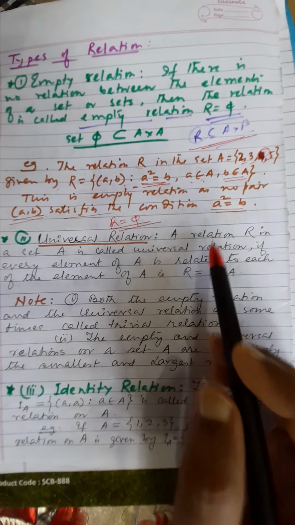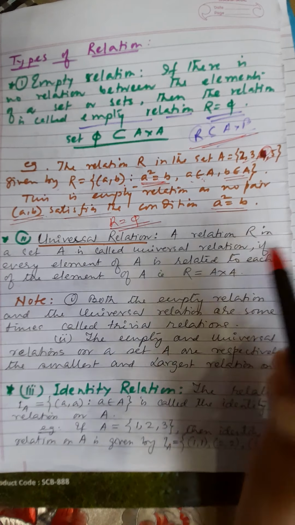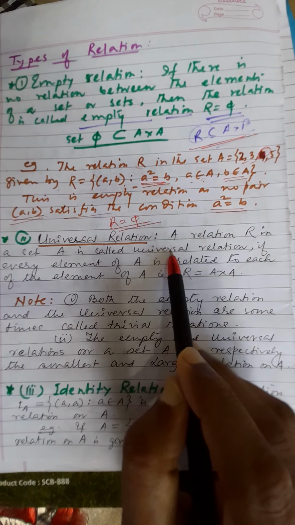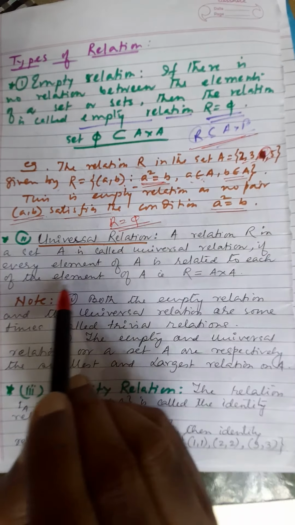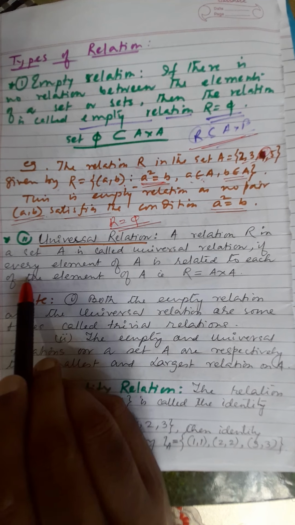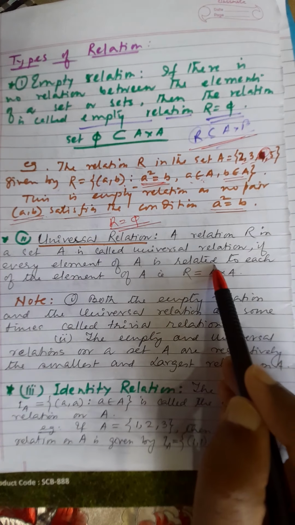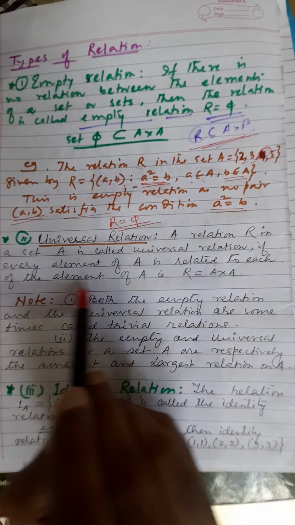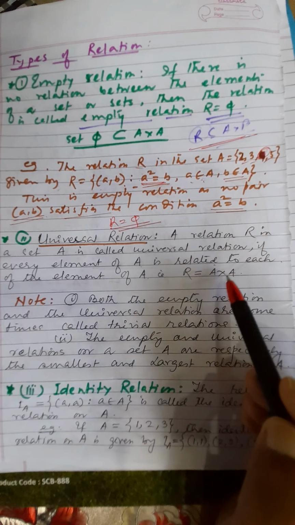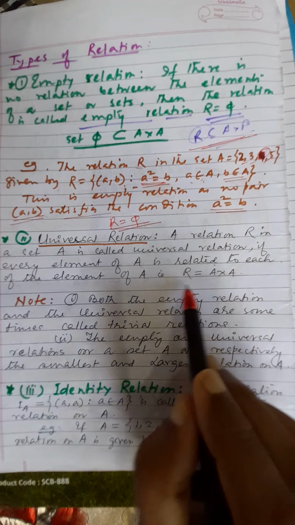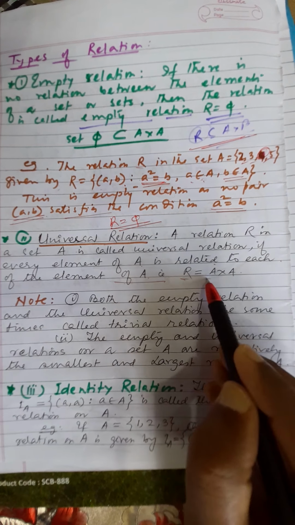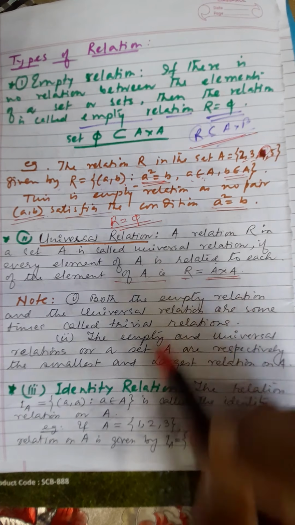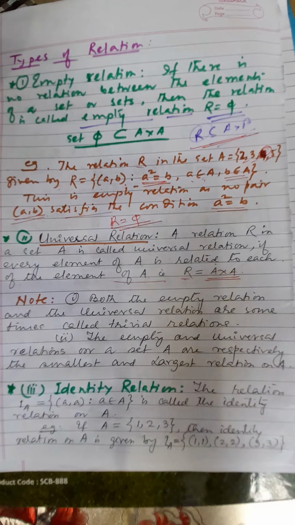Universal relation. A relation R in a set A is called a universal relation if every element of A is related to each and every element of A. Then that is R is equal to A cross A. R is equal to A cross A. This relation is called a universal relation.